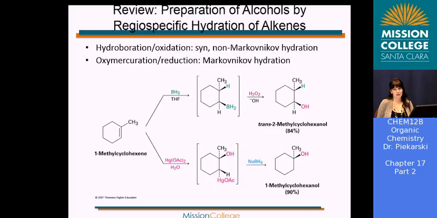So kind of reviewing over oxymercuration versus hydroboration. So remember that in hydroboration, we follow non-Markovnikov hydration. And so when I talk about Markovnikov or non-Markovnikov, I'm talking about regiochemistry. So both of these are regiospecific reactions, which means they're very particular about where that alcohol goes. And that really depends on the mechanism.